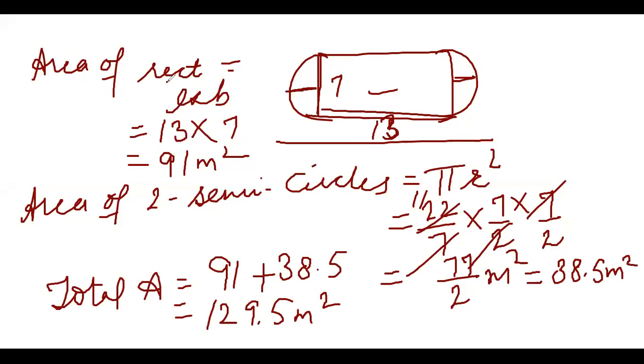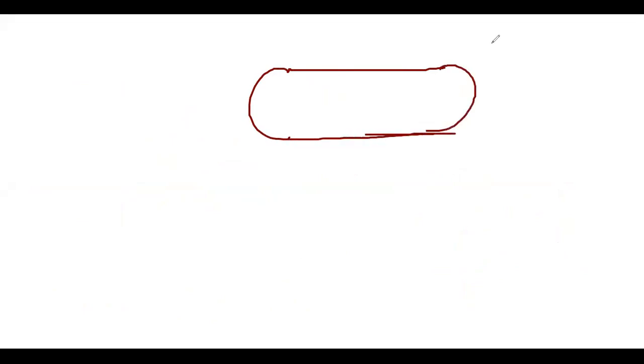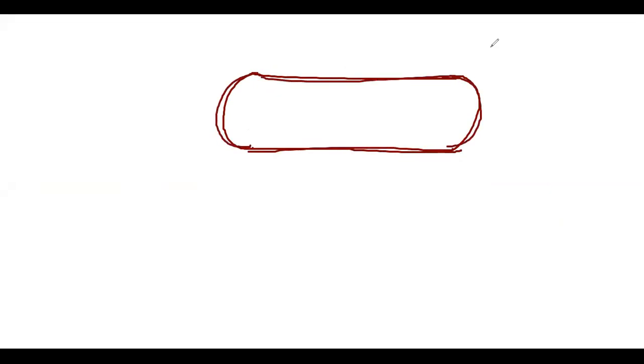Now we'll find out perimeter. Perimeter means boundary only. So we'll not consider diameters here. We'll take the boundary only. This is the boundary only. What is covering the boundary? If you see again, see what is covering the boundary here. Two semicircles in the boundary and these lengths of 13 meter, and two semicircles.